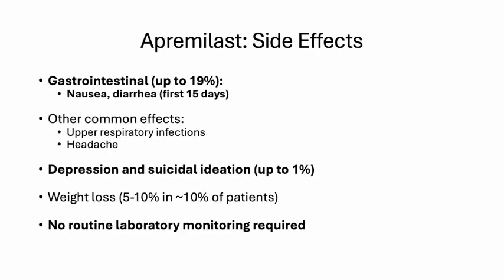As with any medication, Apremilast has its potential side effects. The most common are gastrointestinal, particularly nausea and diarrhea. These are most pronounced during the first 15 days of treatment and typically resolve over several weeks. Headache and nasopharyngitis are also reported. It's important to note that depression, including suicidal ideation, can occur in up to 1% of patients, so those with a history of depression should be monitored closely. About 10% of patients may experience a 5 to 10% weight loss. Interestingly, no routine laboratory monitoring is recommended, but regular weight checks can be performed.